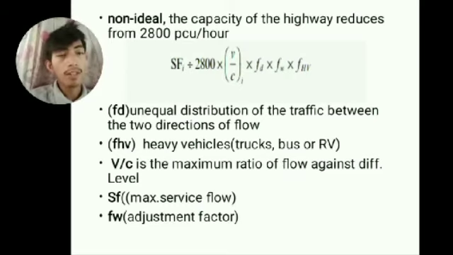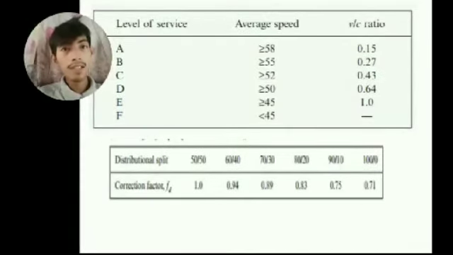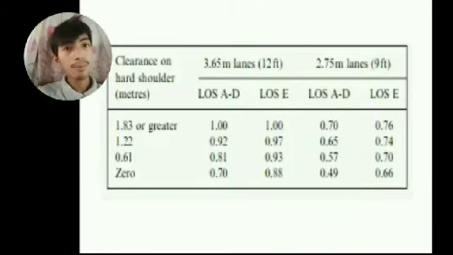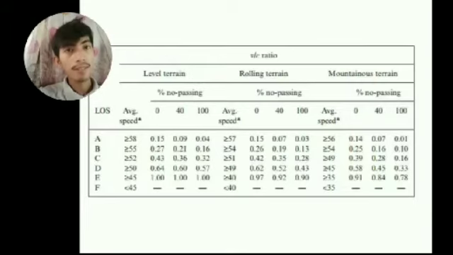Bago FHB naman ay yung heavy vehicles na kung ma-determine natin kung truck, bus, or RV. Yung BC naman natin ay yung maximum ratio of flow against different level. Tapos yung FW naman natin ay yung adjustment factor. So may standard value tayo katulad ng sa level of service, yung service A hanggang F. Tapos yung correction factor natin. Tapos yung clearance natin. Yung vehicle type o type of terrain, kung truck ba siya o buses or RV. Bago yung BC ratio natin in different level.